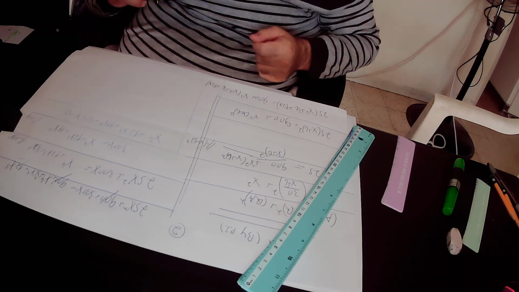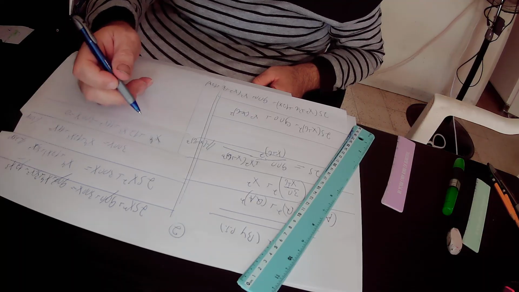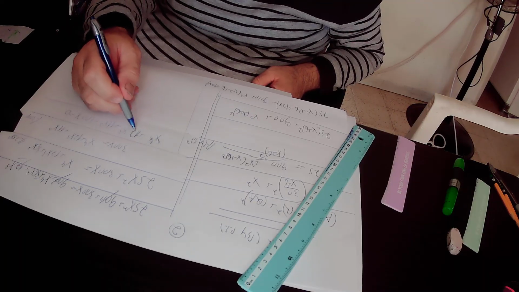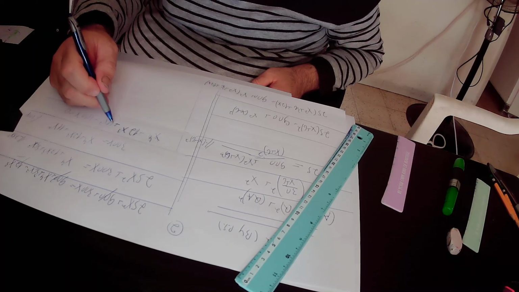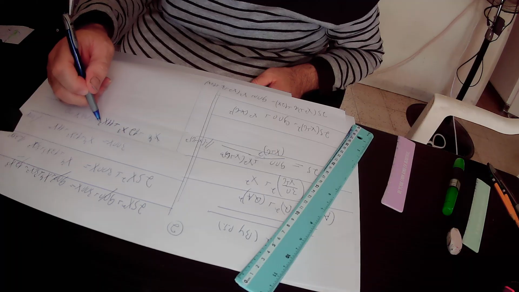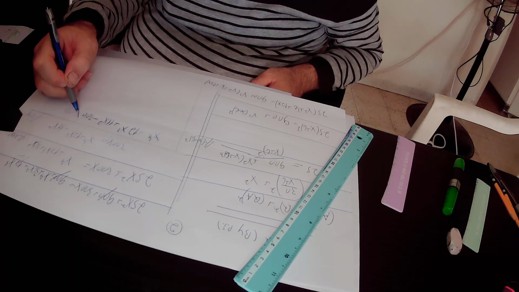Then again, we found out that x to the power of 4 plus 12x cubed plus 11x squared minus 300x equals 0.